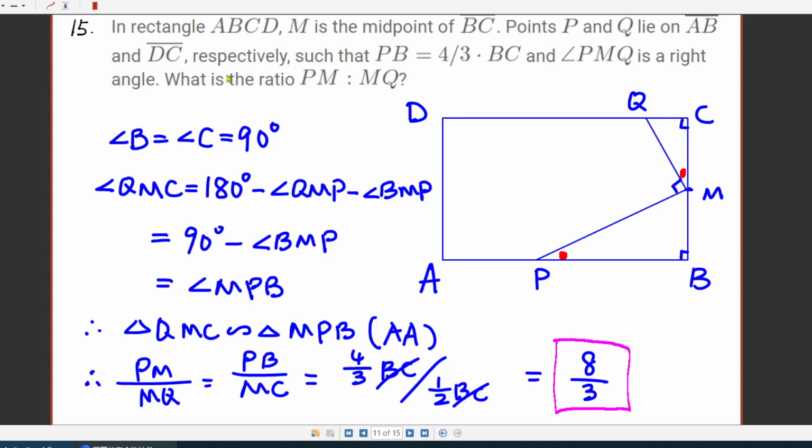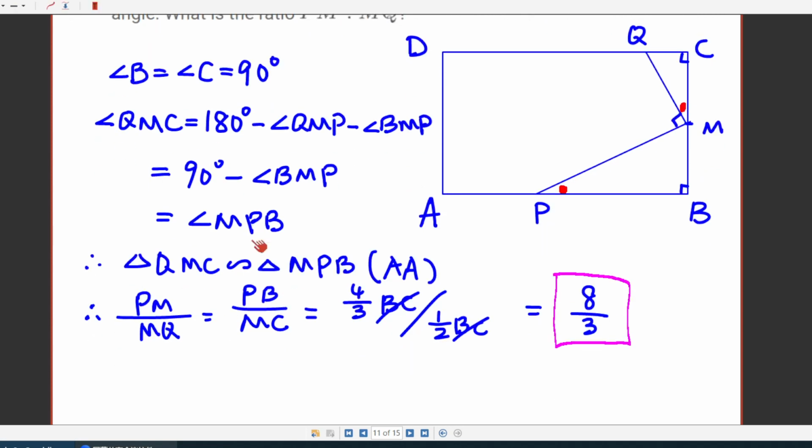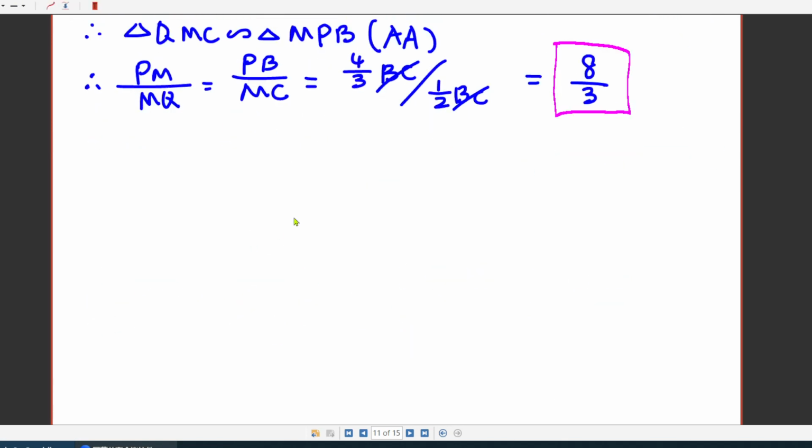All right, if no questions, let's see the next one. Question 16.